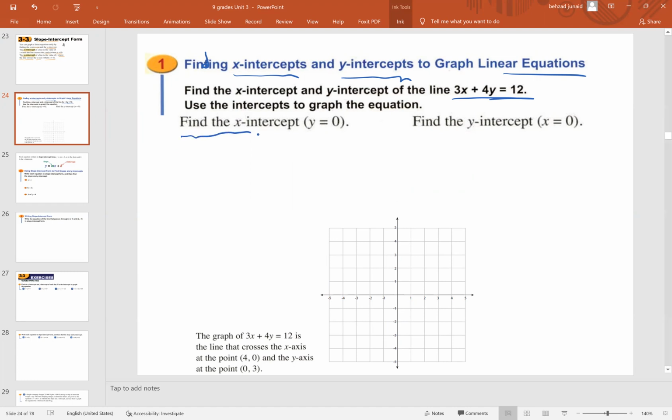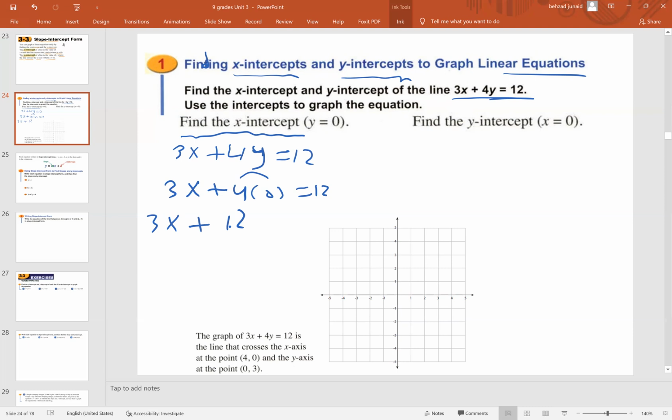When you find the x-intercept, guys, y equals 0. You have to make y equals 0. Let's write down the equation. 3x plus 4y equals 12. And also we're going to write 3x plus 4, and we're going to substitute y to 0: 4 times 0 equals 12. And 3x equals what? 4 times 0 equals 0. We are not going to write 0 plus 12.